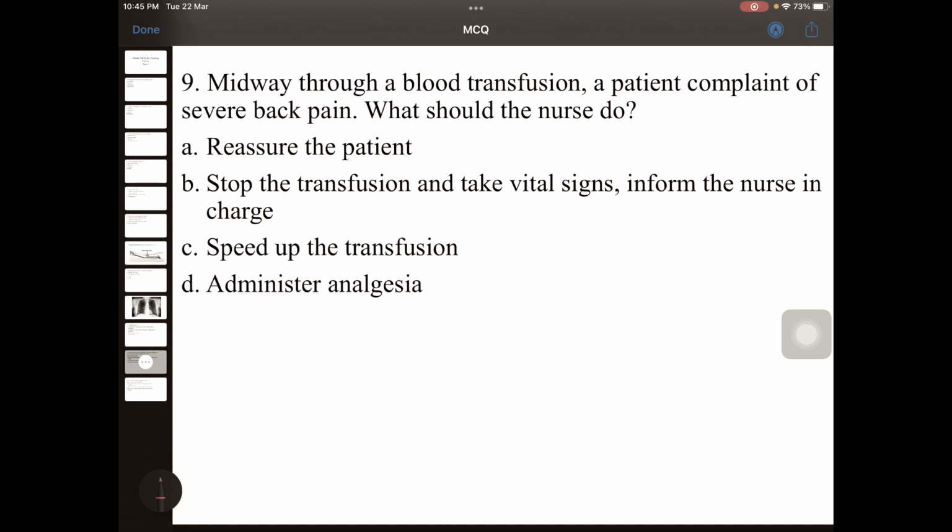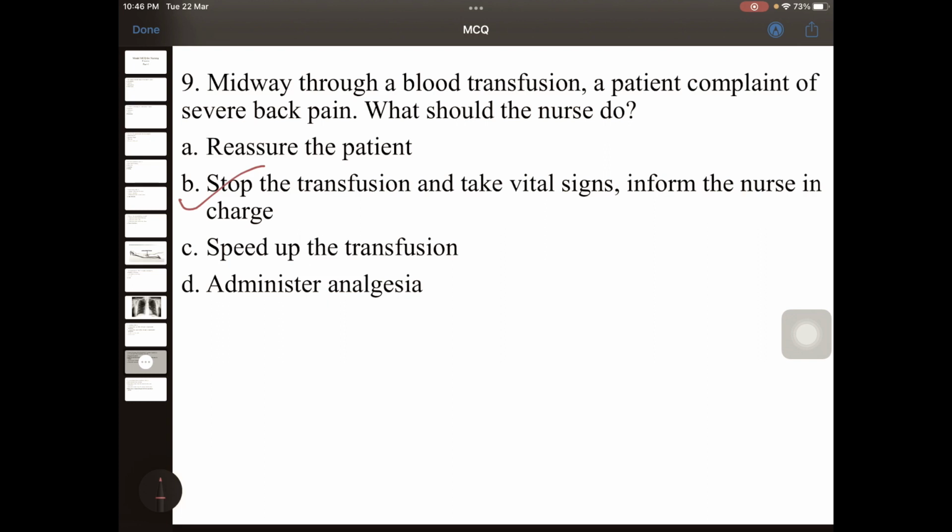Question number 9. Midway through a blood transfusion, a patient complains of severe back pain. What should the nurse do? Option A, reassure the patient. Option B, stop the transfusion and take vital signs, inform the nurse in charge. Option C, speed up the transfusion. Option D, administer analgesia. The correct option here is option B, stop the transfusion and take vital signs and inform the nurse in charge.